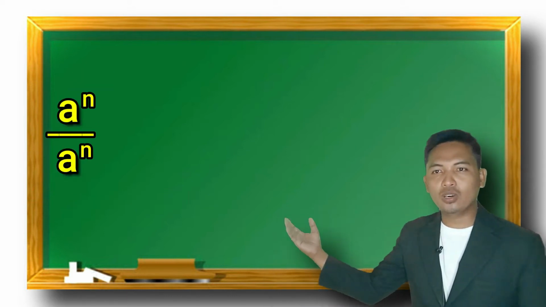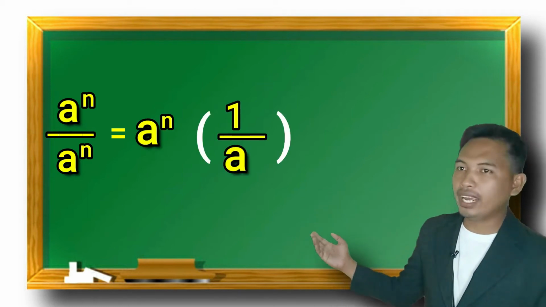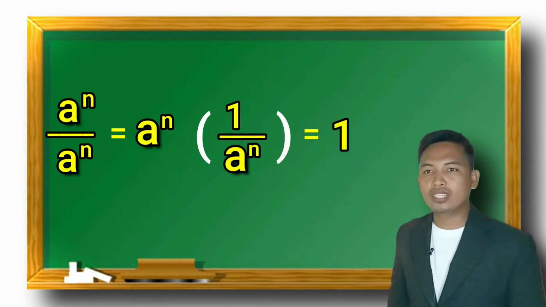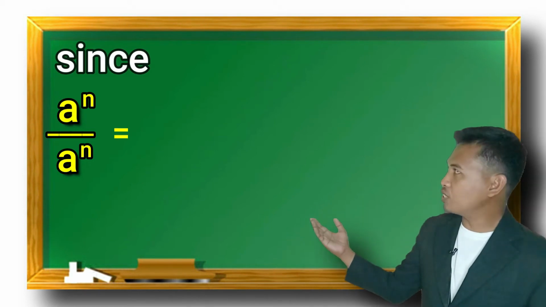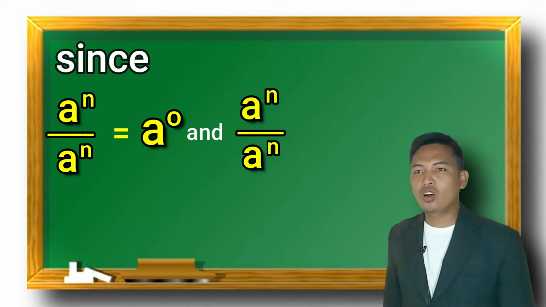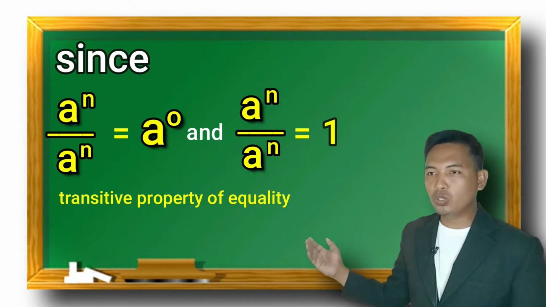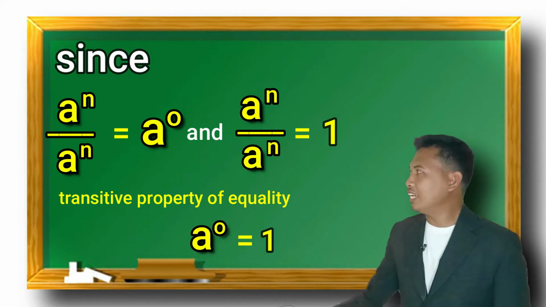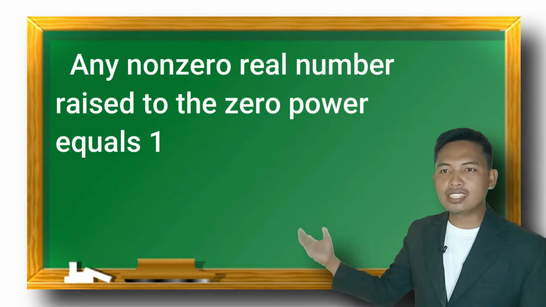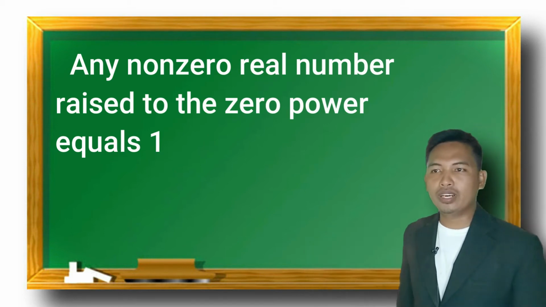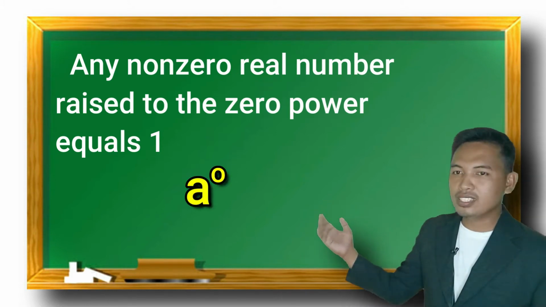Thus, a raised to n over a raised to n is equal to a raised to n times 1 over a raised to n, which equals 1. Since a raised to n over a raised to n equals a raised to 0, and a raised to n over a raised to n is equal to 1, then by the transitive property of equality, we can conclude that a raised to 0 is equal to 1. The discussion leads us to the following definition. Any non-zero real number raised to the 0 power equals 1. In symbols, for any non-zero real number a, a raised to 0 is equal to 1.